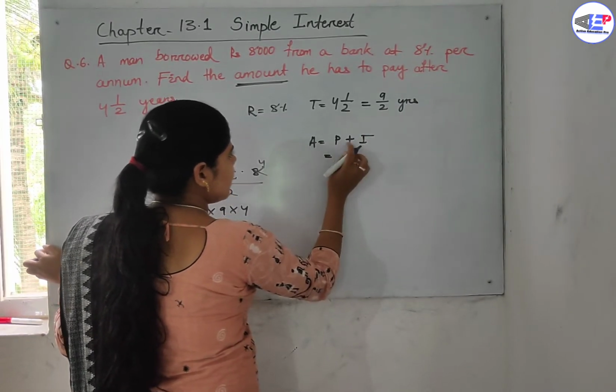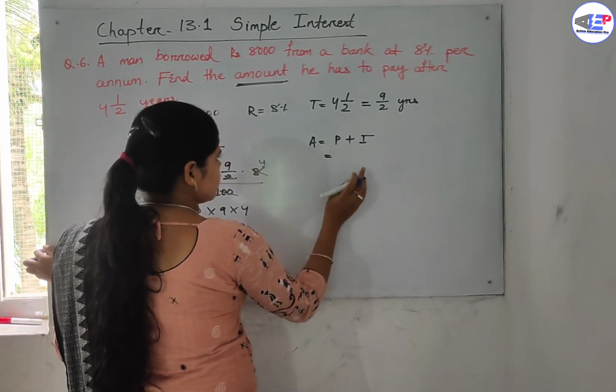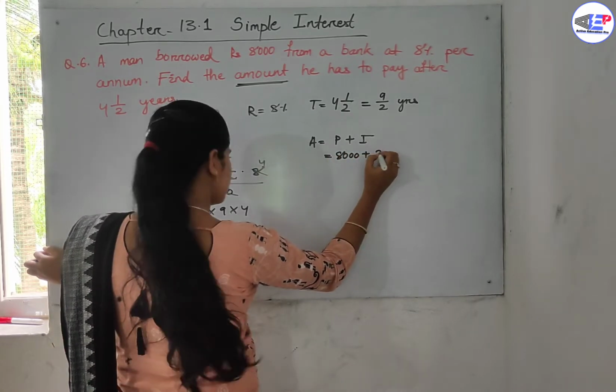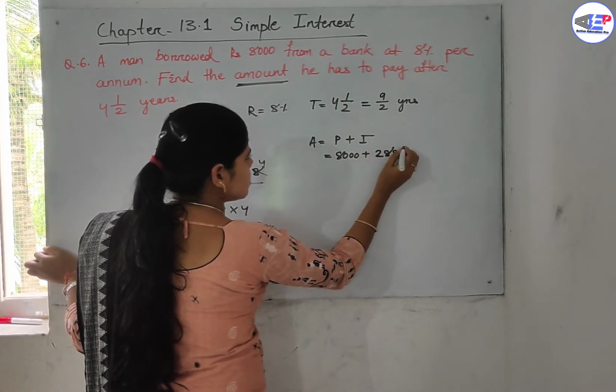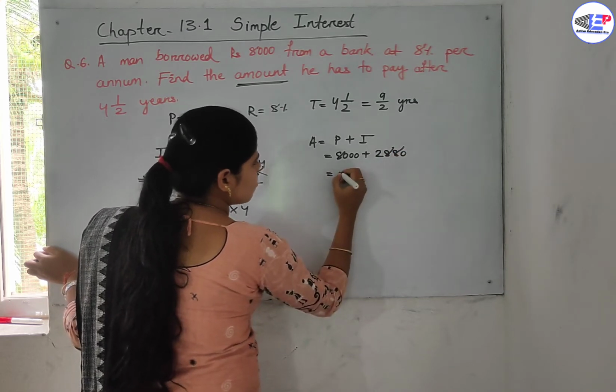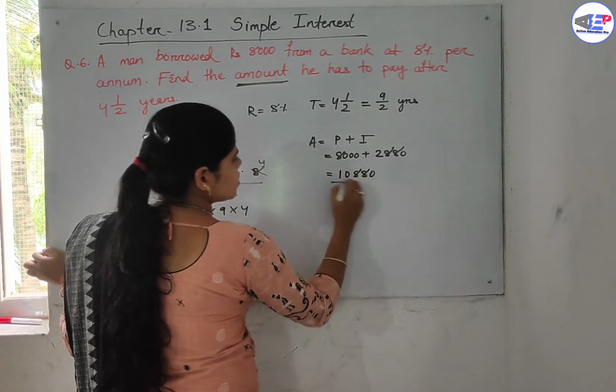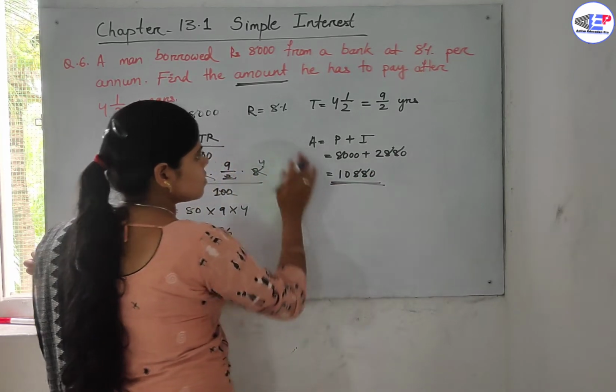And then find the amount, and you know amount is equal to P plus I. P is the principal and I is the interest on this principal. So here principal is 8,000 plus interest is 2,880 and now your amount will be 10,880. This is your amount, this is your answer of this question.